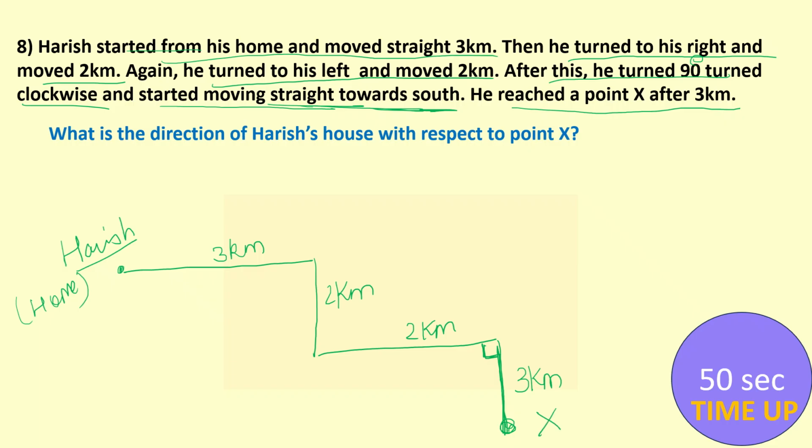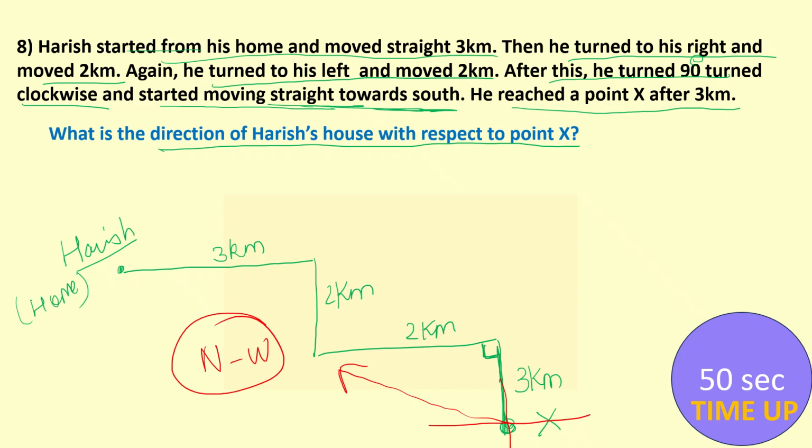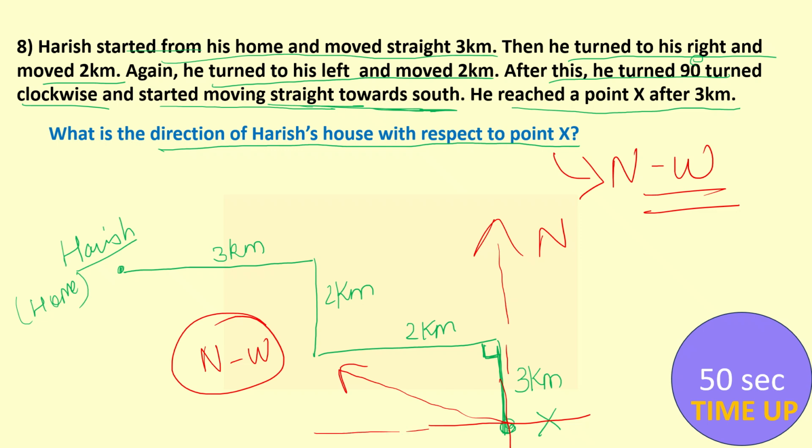Now, what is the direction of Harish's house with respect to point X? With respect to point X, what is the direction of Harish's house? Which is this direction? This will be northwest. So the answer to this question will be northwest, because this is north and this is your west, correct? So where is this direction? House is here. So what is this direction? This is northwest.